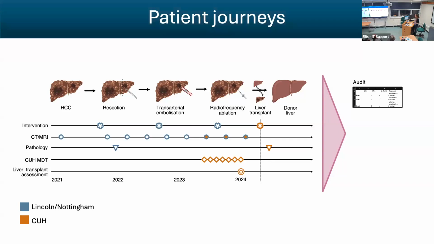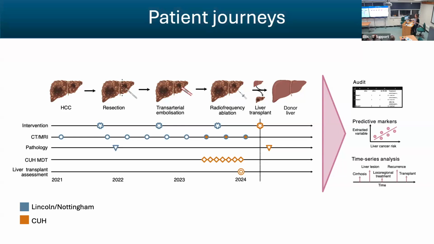But we can go further. We can think about, are there early predictive markers that we can uncover in this data that we perhaps haven't looked at before? Is there something that happened much earlier in the patient journey that perhaps would have predicted the prognosis for this patient? And lastly, can we reconstruct this accurate patient journey so that we can analyze it as time series data?